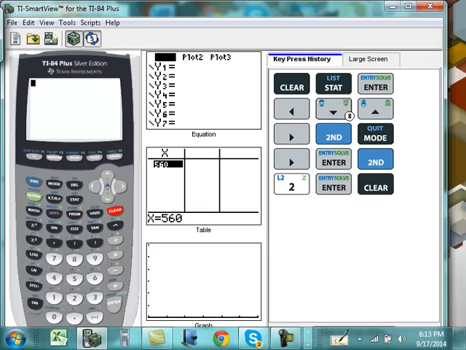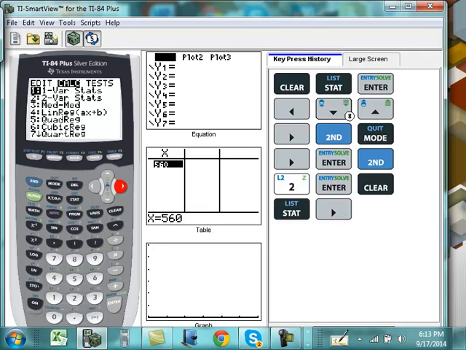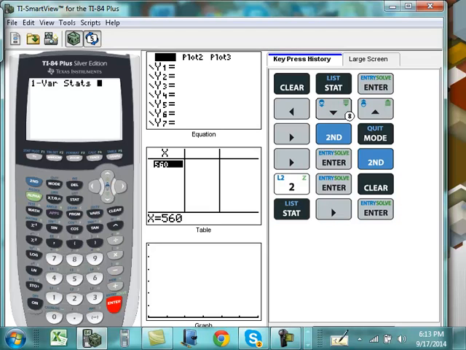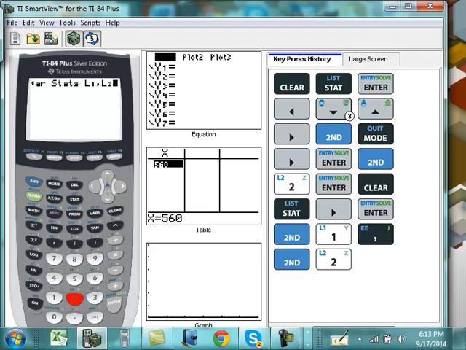But what we want here is we want it to calculate the statistics for the group data in list L1 values and L2 frequencies. So to do that, we'll go into statistics, calculate one variable statistics, and we're going to put L1, comma, L2. Everybody see what I did there? L1, comma, L2. This tells the computer that the values are in list L1 and that the frequencies are in list L2.